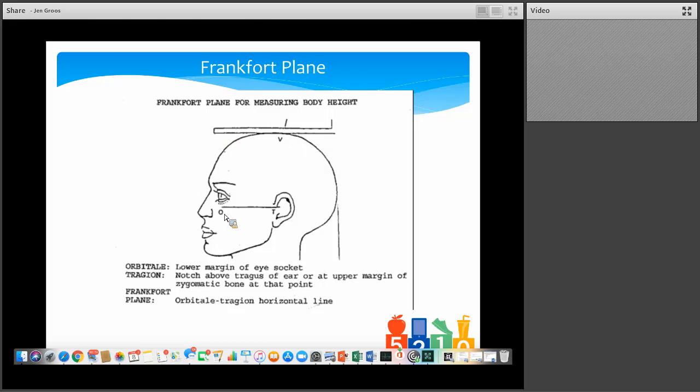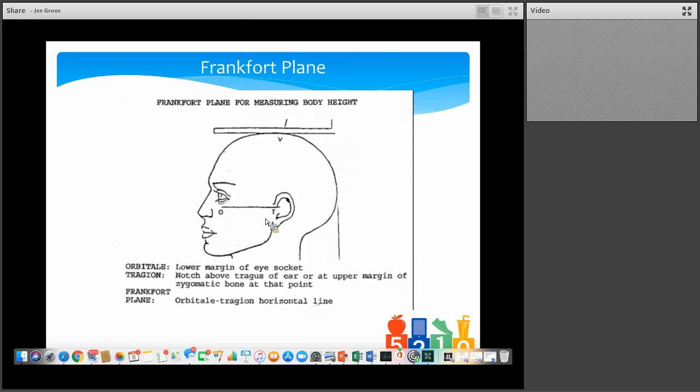You can see where this little dot is. If you can feel that lower margin of your eye socket, you want to draw a line straight back there to the top of your tragus. So the tragus is the little part above your ear, and that little notch between where the pinna starts and the tragus begins is the end point for that line.